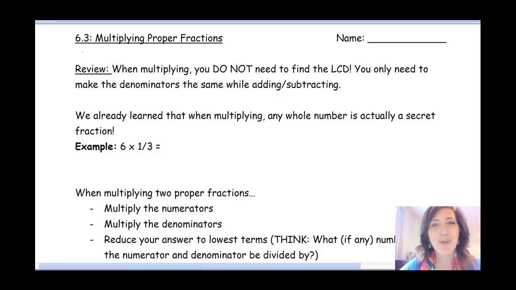Welcome, I'm Mrs. Burns and you are watching Lesson 5 of our chapter on fractions. Today we are looking at section 6.3, multiplying proper fractions.